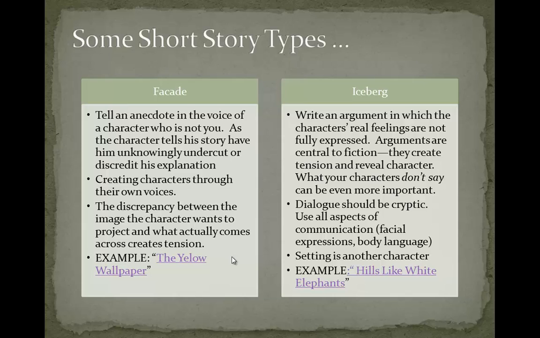There should be a discrepancy between the image that the character wants to project and what actually comes across, okay? So the character thinks they're one person, but what we as a reader perceive is very different, and that tension will create an interesting aspect to your story, okay? Another example is the iceberg. That's where you're going to write an argument in which the character's real feelings are not expressed.